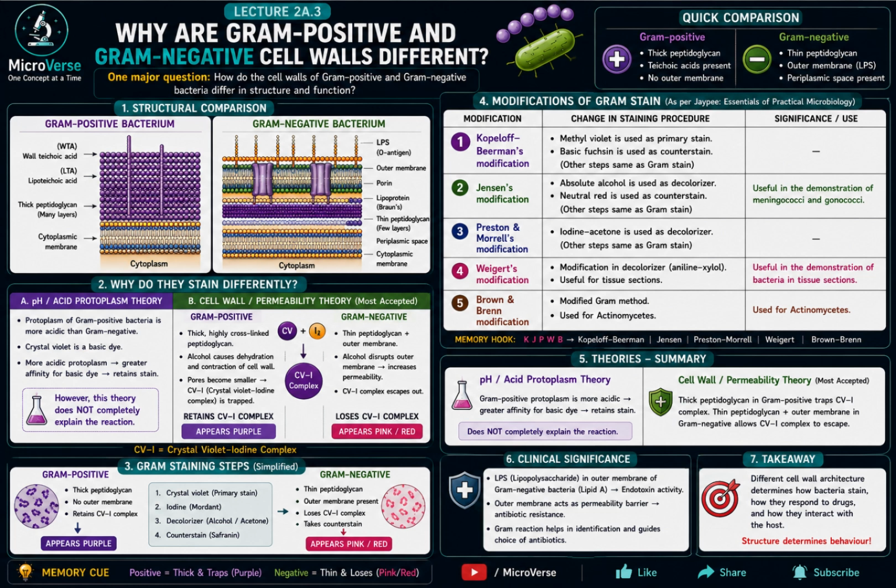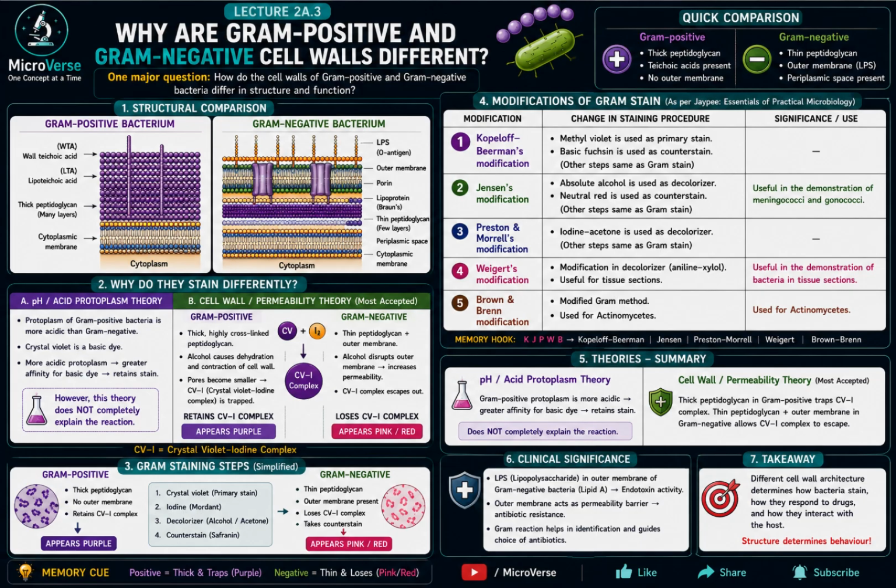So today's question is, why do gram positive and gram negative bacteria stain differently? So let's first compare their cell wall. Gram positive bacteria have a thick peptidoglycan layer, teichoic acids, and no outer membrane. So from inside outwards, cytoplasmic membrane and then thick peptidoglycan layer is present.